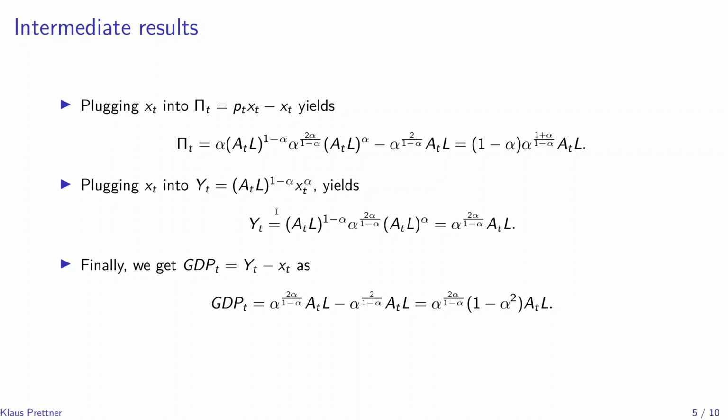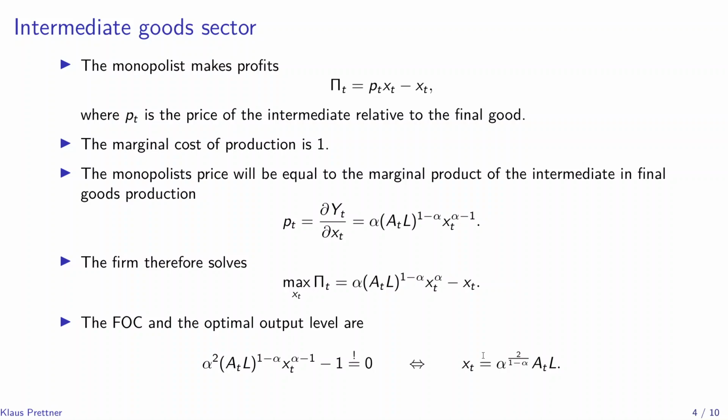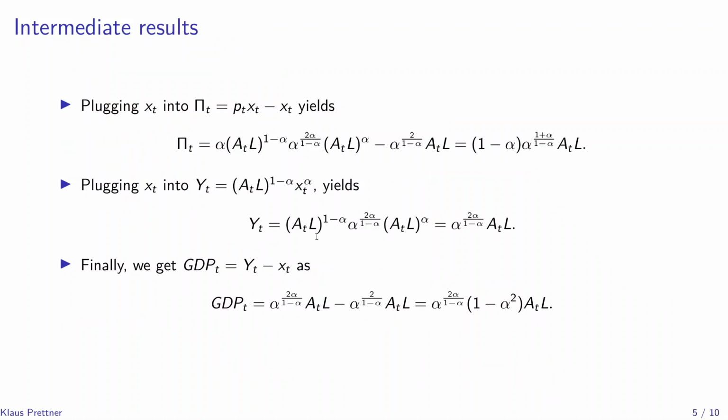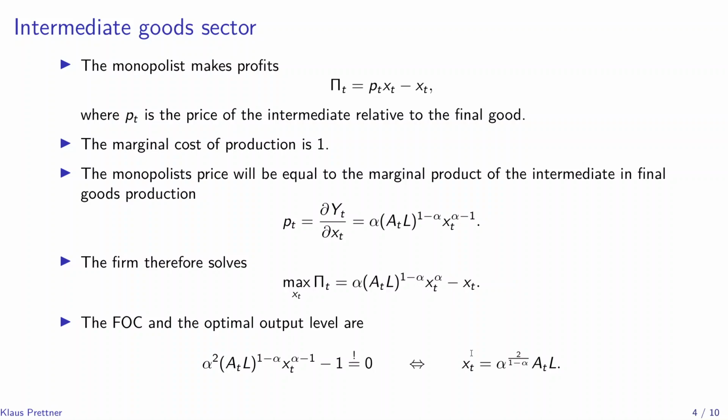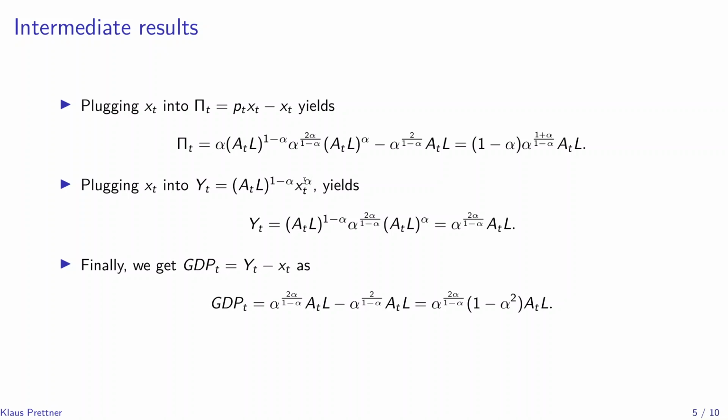Then we can also plug in the expression for x_t from the previous slide again into the expression for output. So here into this x_t. Then we get this x_t to the power of alpha. So again we have A_t L to the power of 1 minus alpha here, A_t L to the power of alpha here, and we have the expression alpha from this here, but to the power of 2 divided by 1 minus alpha, but then again to the power of alpha because of this alpha here. So this is then alpha to the power of 2 alpha divided by 1 minus alpha. And then this is just this expression.